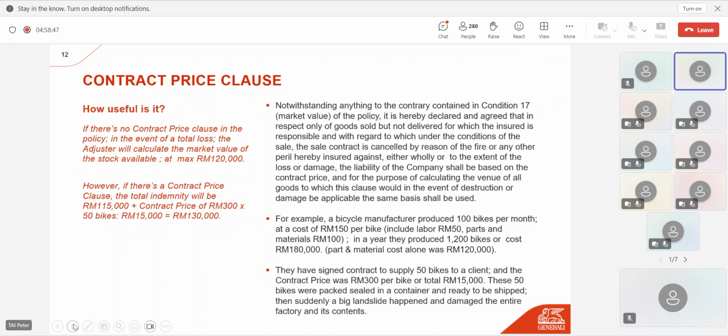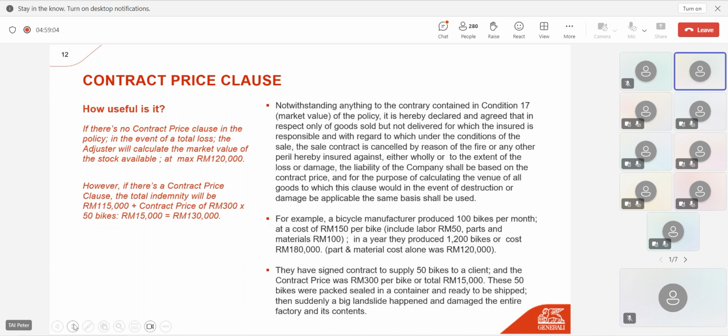If there's no contract price clause in the policy, in the event of total loss, the adjuster will calculate the market value of the stock available at a maximum of 120,000. Why 120,000? Because that's how many bikes they produced.